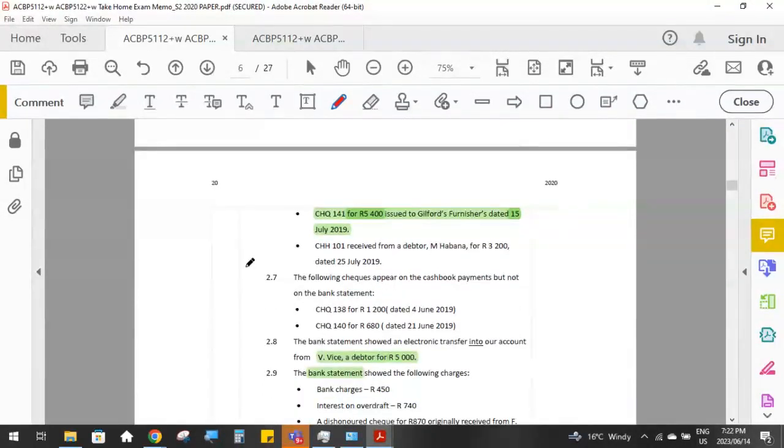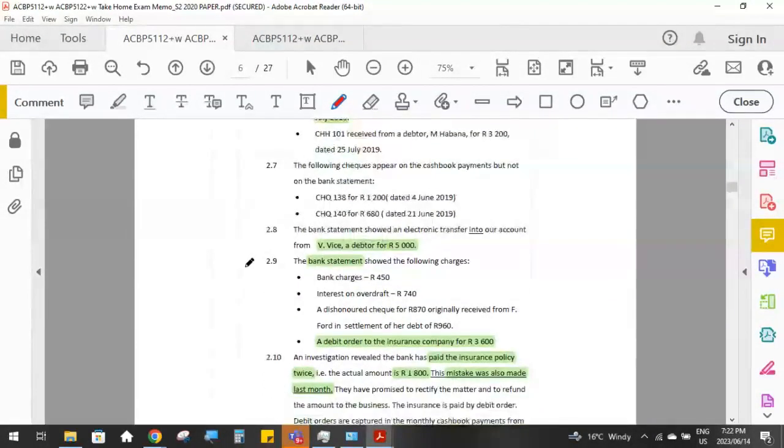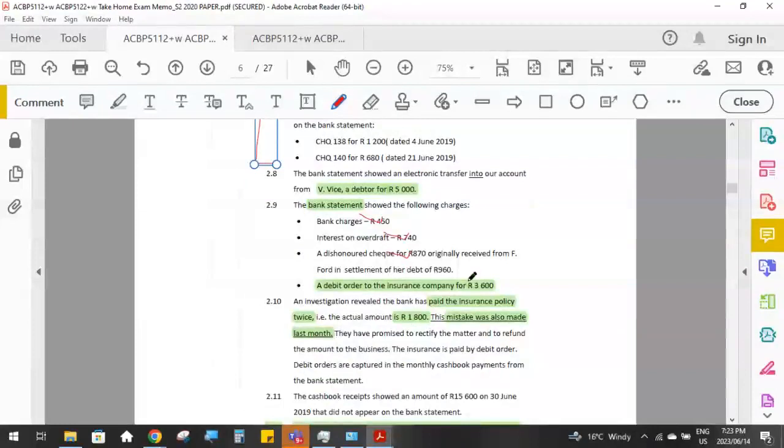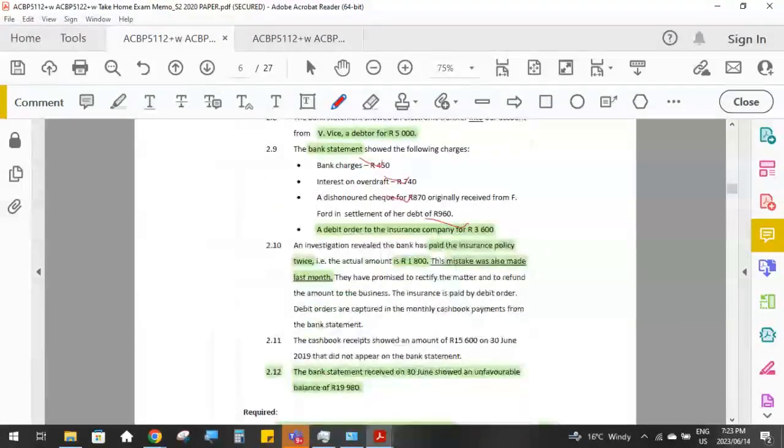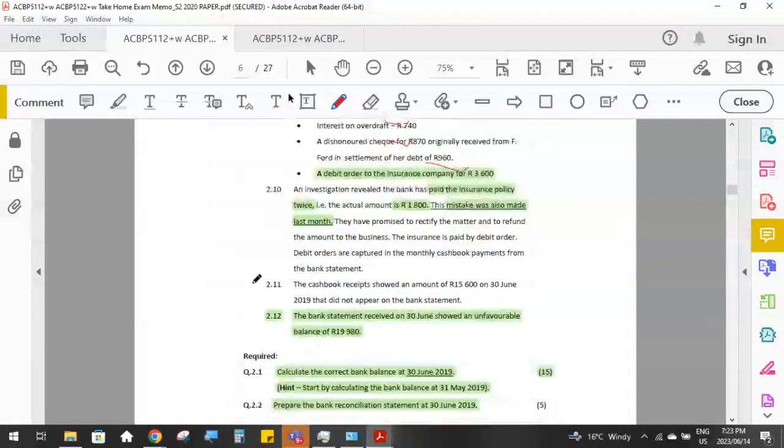Okay, we've done that. Here we've got two amounts that are not on the bank statement. Show the following charges. We did that, we did that, we did that, and we did that. Here we go. Here's the other one.